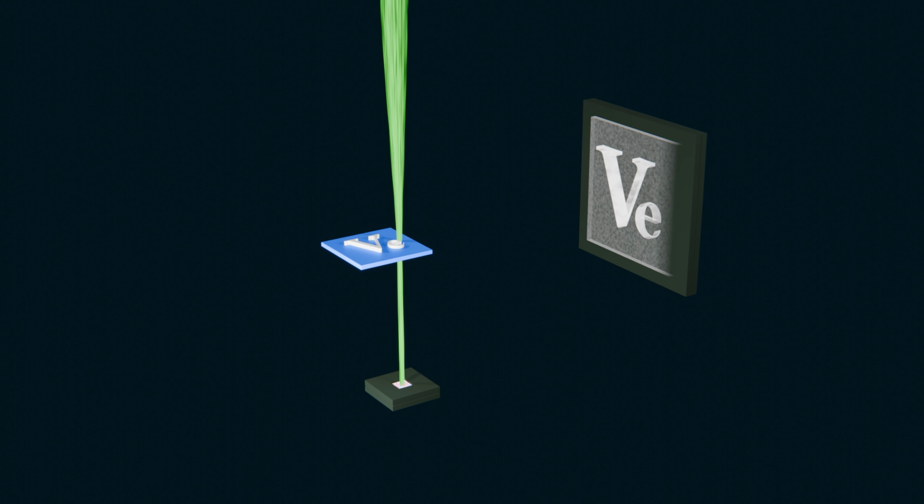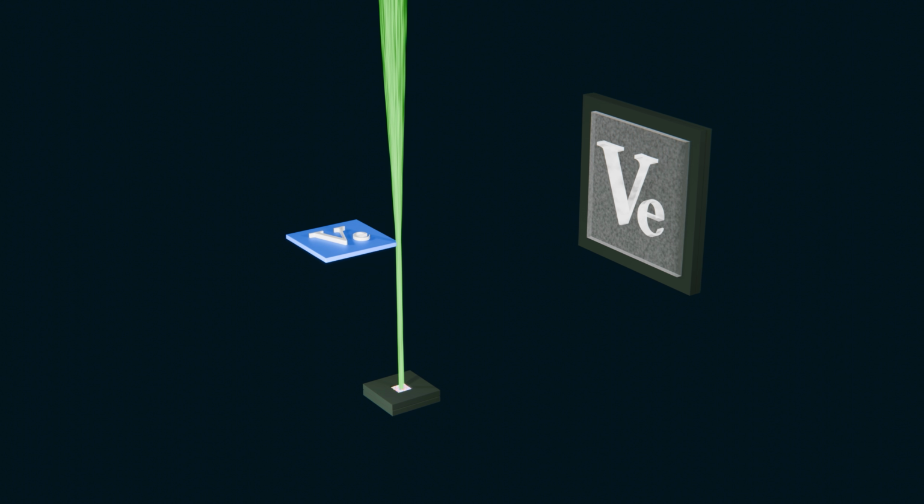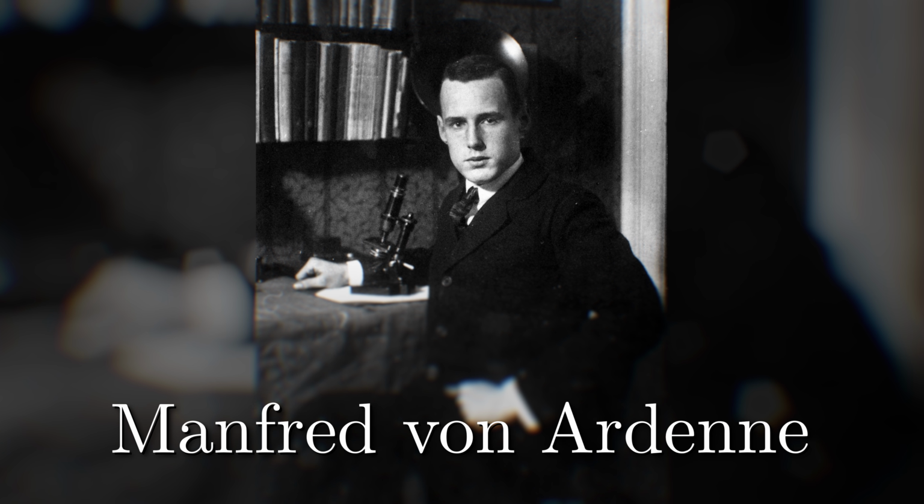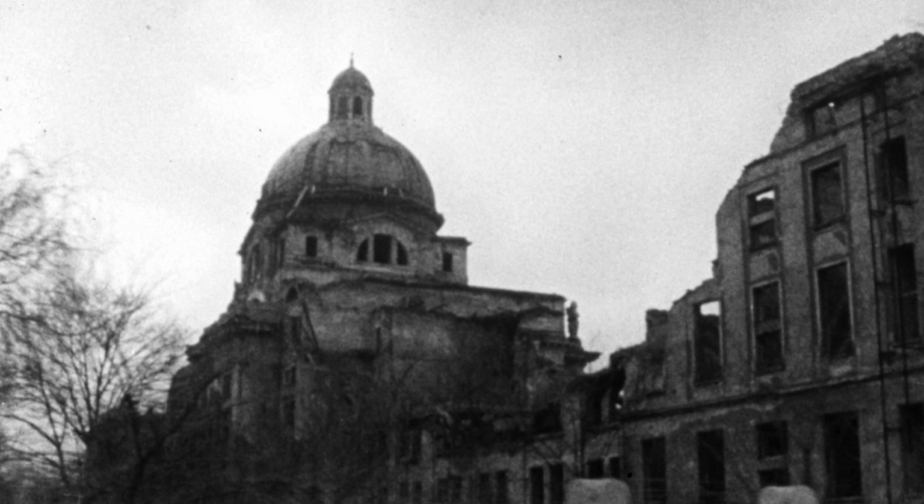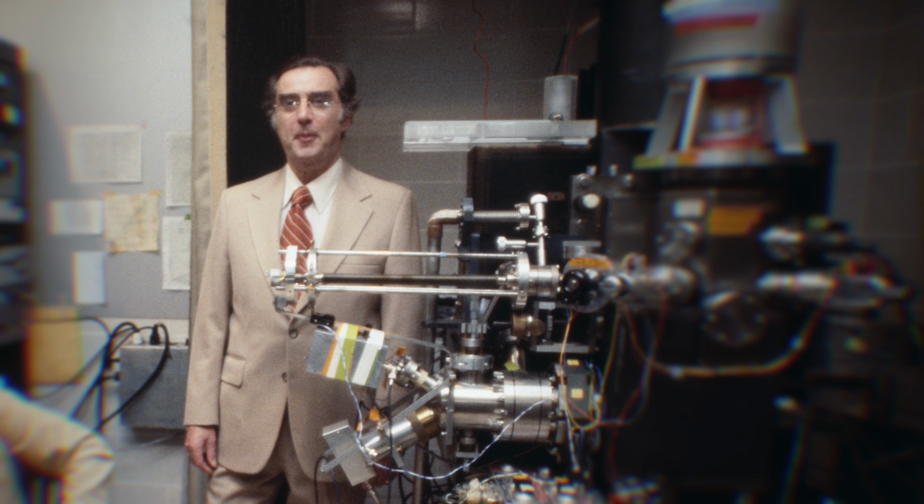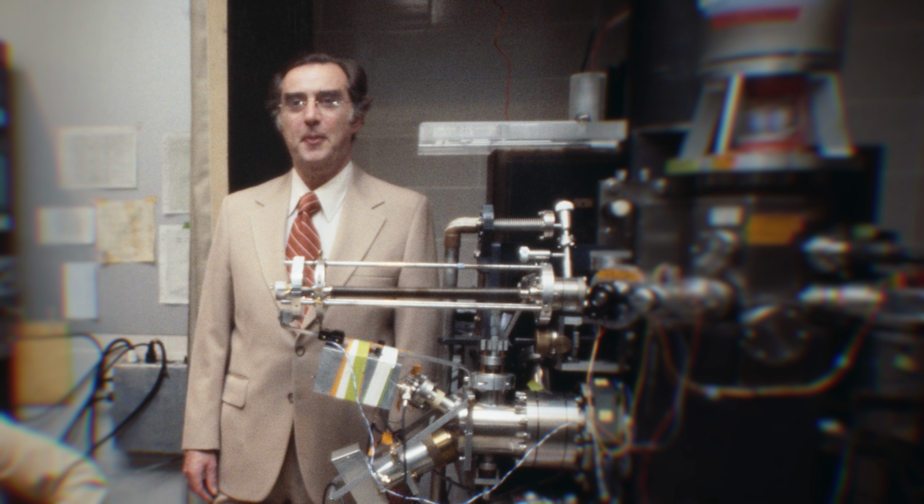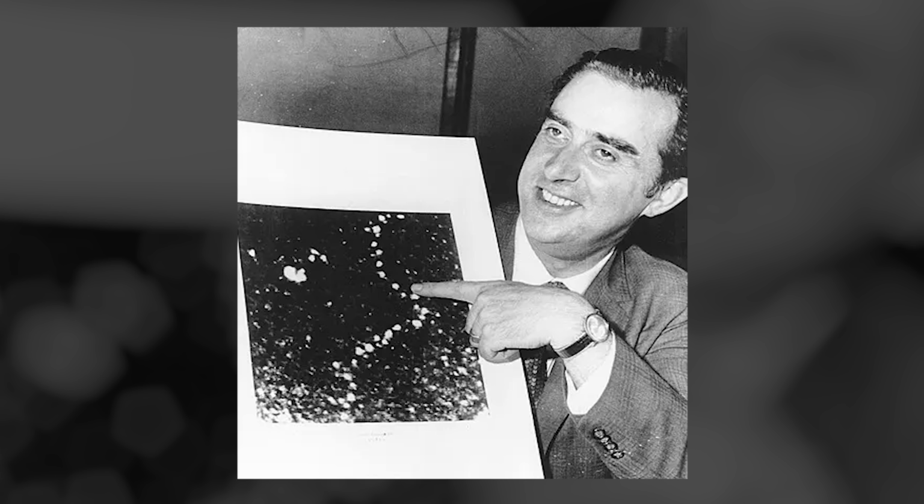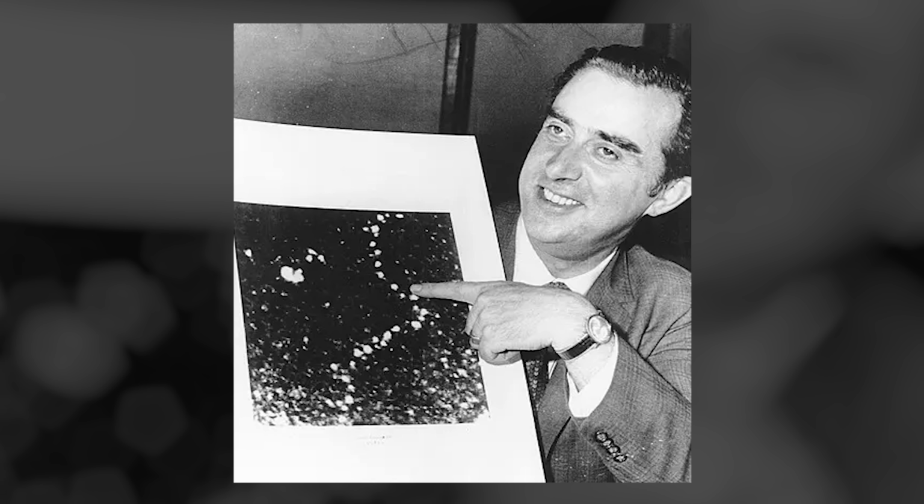This wasn't the first time someone had tried to make a scanning version of the TEM. German researcher Manfred von Ardenne built an early prototype in the 1930s. But it was destroyed during World War II. When Crewe revived Ardenne's design, he made several drastic improvements, and by 1970, he had this: the first image of single atoms taken with the electron microscope.